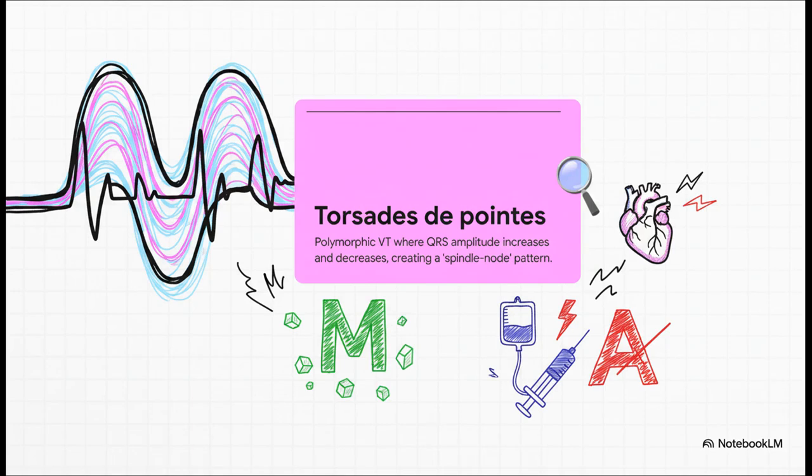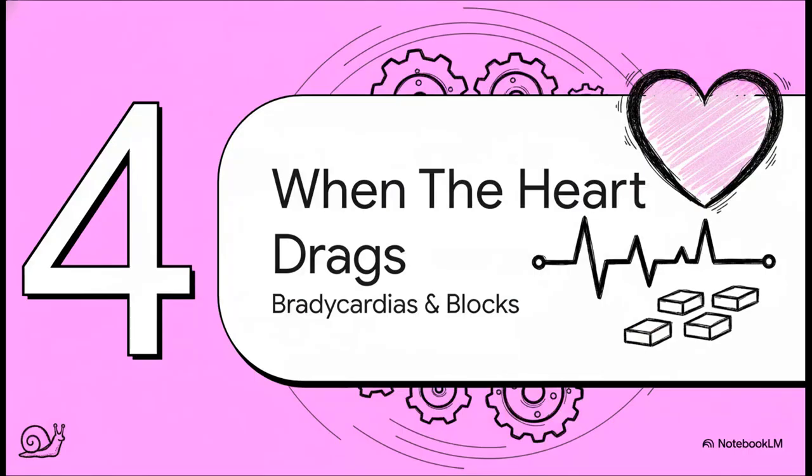It's telling you the root problem is a long QT interval. And that means the treatment is different. So this is key: don't just reflexively reach for amiodarone. The first-line treatment for torsades is magnesium. It helps stabilize everything.